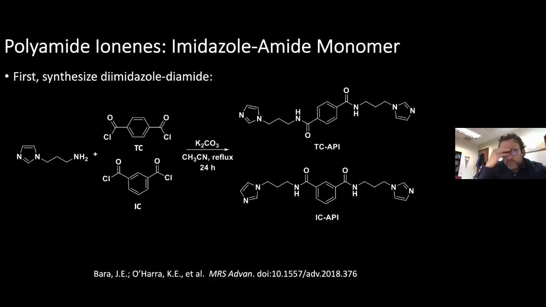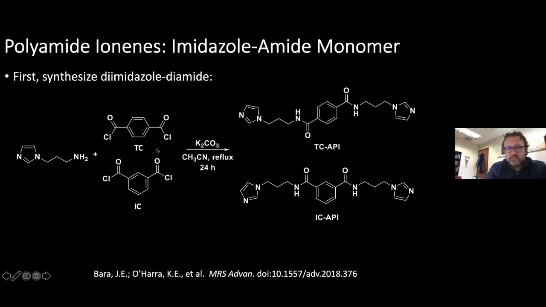But I'll finish up with polyamide ionenes. That's the one material I didn't cover yet. And these become very interesting. At first we were just doing this to see what would happen. Like, what is the difference between a polyimide and a polyamide? So we went back to that aminopropylimidazole with these two diacid chlorides, terephthaloyl chloride and isophthaloyl chloride.